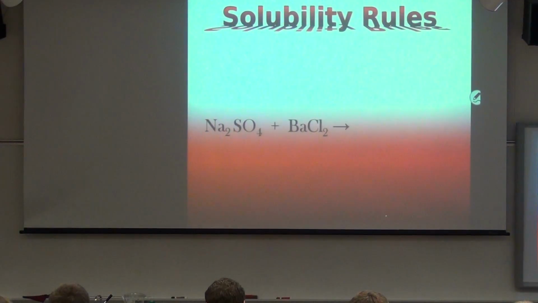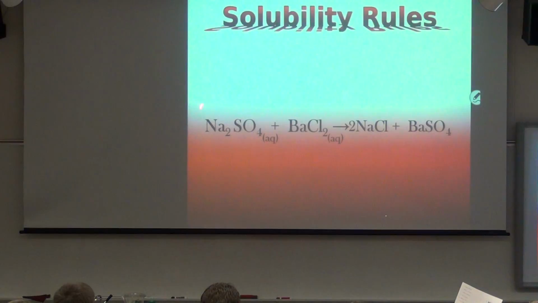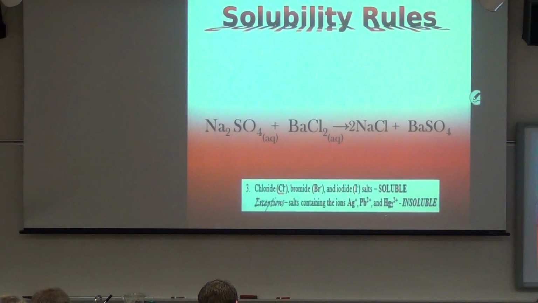Let's look at another one. Sodium sulfate, barium chloride. Both aqueous. We flip our positive ions, do the old double switcheroo. Sodium goes over here with the chlorine, barium goes with the sulfate. It's balanced. We got two sodiums, one barium, one sulfate, two chlorines, two chlorines. That's all good.